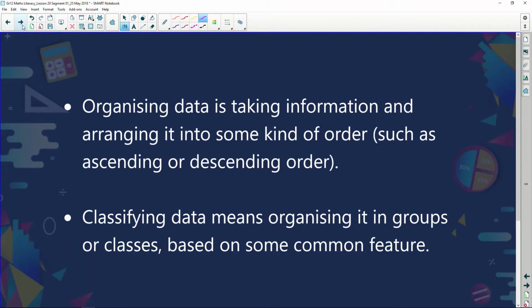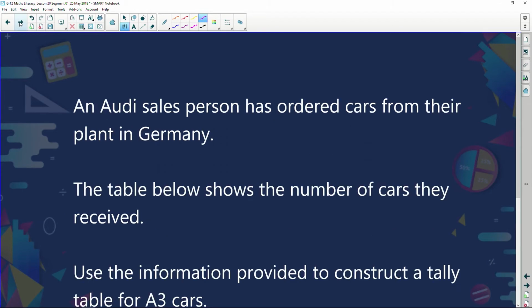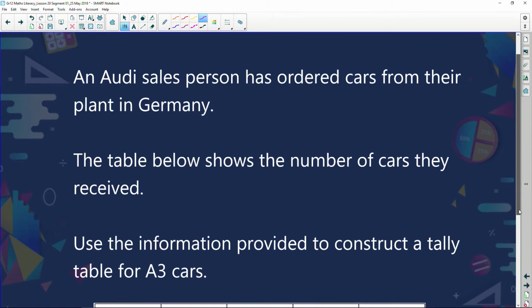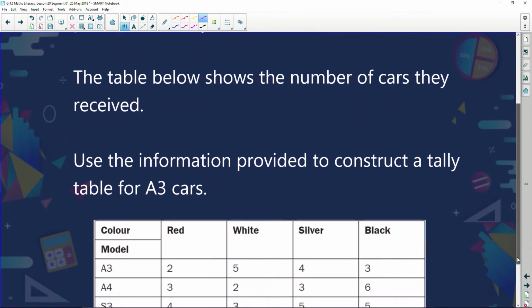Okay, so now organizing data is taking information and arranging it into some kind of order, such as ascending or descending order. Classifying data means organizing it in groups or classes based on some common feature. Let's have a look at an example here. An Audi salesperson has ordered cars from their plant in Germany. The table below shows the number of cars they received. Use this information provided to construct a tally table for cars.